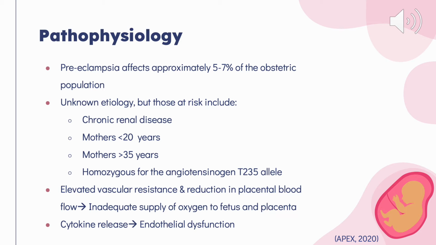Preeclampsia impacts around 5 to 7% of pregnant women, with its exact cause remaining unknown. However, individuals at higher risk include those with chronic renal disease, mothers under 20 years old, mothers over 35 years old, and those who are homozygous for the angiotensinogen T235 allele. This condition is characterized by elevated vascular resistance and decreased placental blood flow, which then leads to insufficient oxygen supply to both fetus and placenta. The release of cytokines leads to dysfunction of the endothelium, and this is common in the diseased placenta.